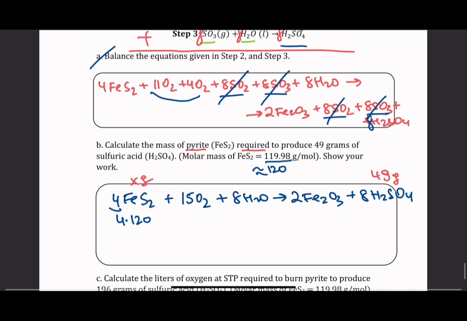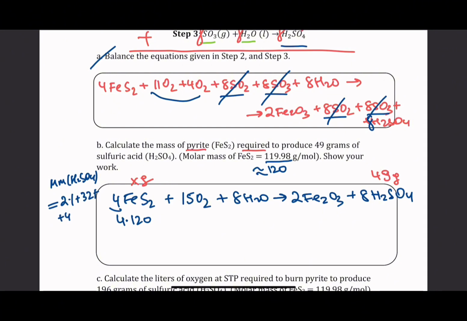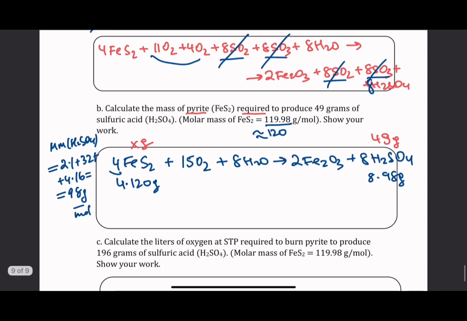You need to check out the periodic table. For H2SO4, hydrogen is 1, so 2 times 1 plus sulfur is 32, and oxygen is 16, so 4 times 16, you get here 98 gram per mole. So you're going to write here 8 times 98 gram. This is gram. And then you do cross multiplication. So it would be x times 8 times 98 equals 49 times 4 times 120.